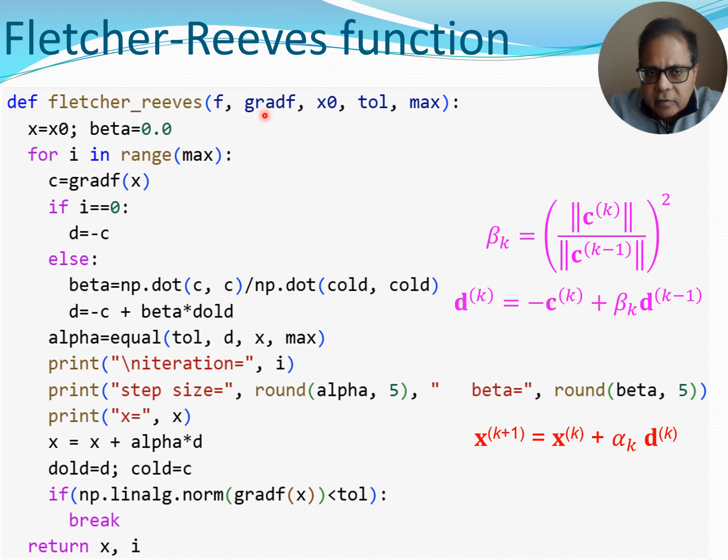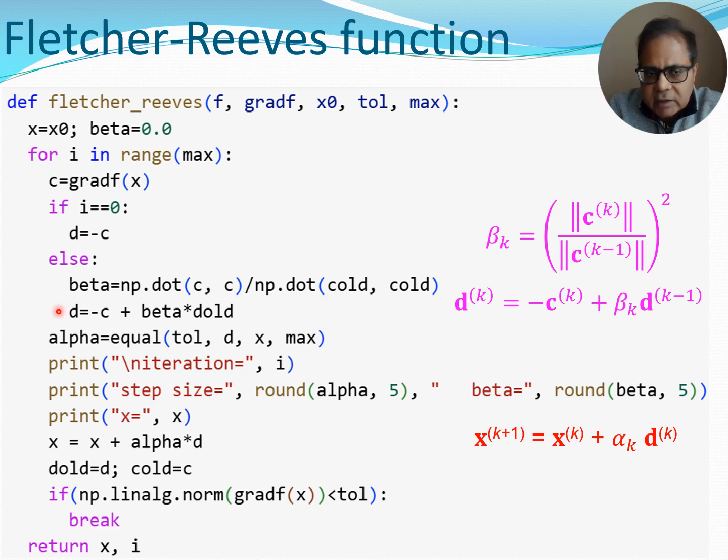Let's now write the Fletcher Reeves function here. So I again start with x is x0, and I have this for loop here. The for loop is for i in range max. First thing I do is I put the gradient of f at x in c, and then I have two parts of this if statement. If i is 0, I simply put d is minus c. Remember, that's the steepest descent search direction. But after i has become greater than 0, I actually put the conjugate gradient direction.